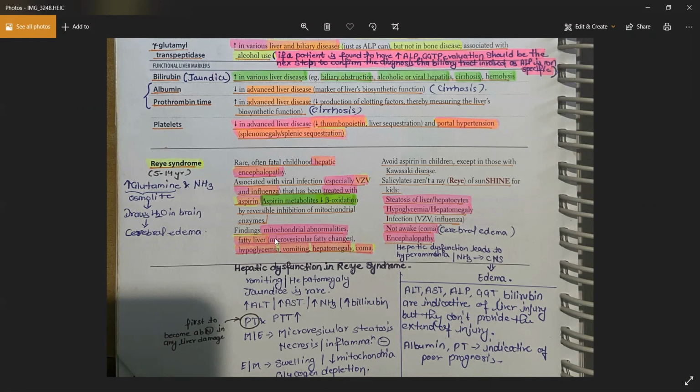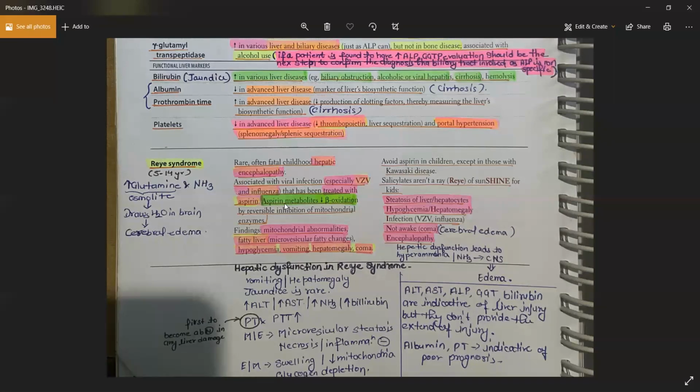Why fatty liver? Because of the inhibition of beta oxidation. Okay, the gluconeogenesis would be inhibited. What you will get is the hypoglycemia. The GI symptoms would be there. Okay, the abdominal pain would be there, vomiting would be there, hepatomegaly would be there. The patient can get the coma. Is that okay?